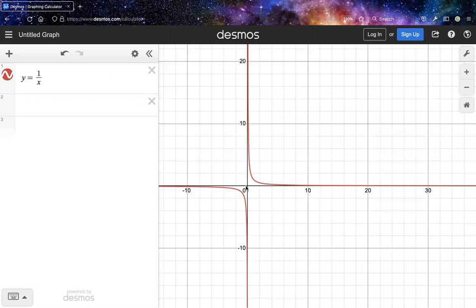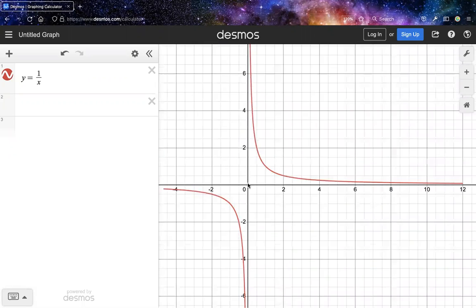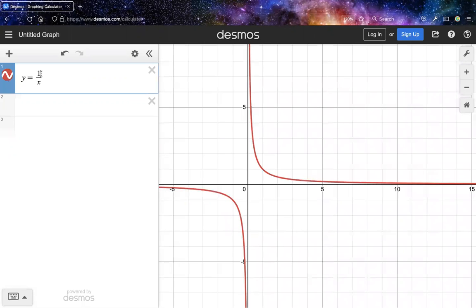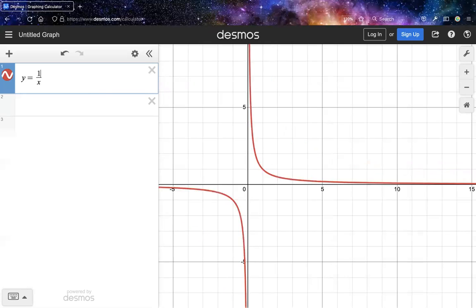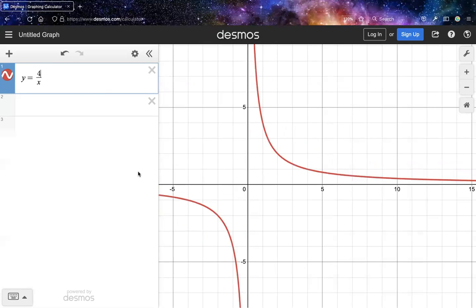The symmetrical curve you have here. If you increase the top, like you say 10, it moves away. The bigger the numerator, the more it moves away from the origin. See, we have more space here. So 4 over x looks something like that.